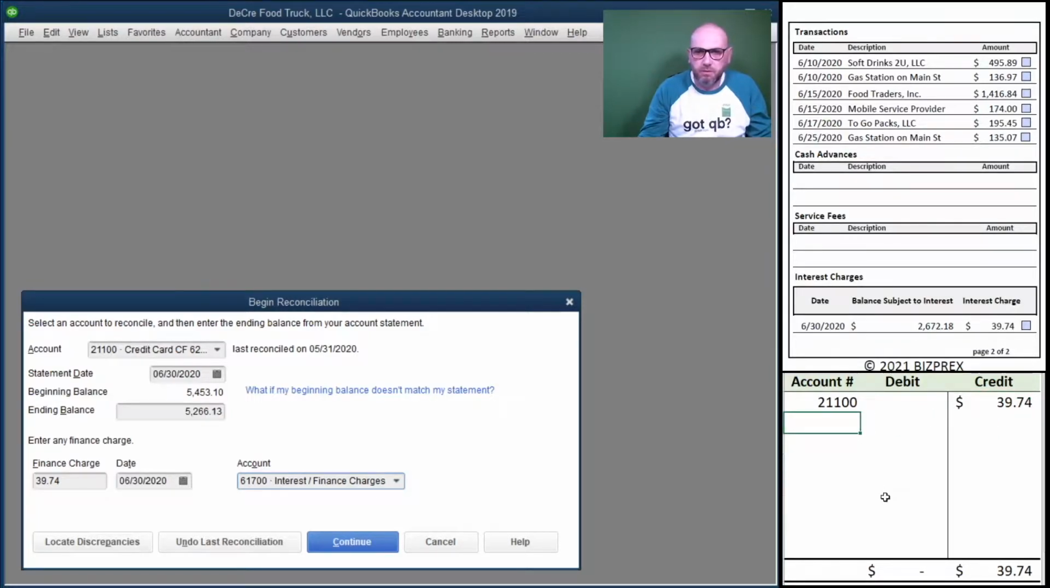Because the finance charges are added to our balance on our credit card, it becomes a liability, right? We don't pay it right away. They don't send us a bill saying, here's your finance charge, go ahead and pay it. They just add it to our account. So it's a credit to the liability account. Our debt increases. What else is happening? Well, our expense on interest and finance charges also increases, and that's a debit.